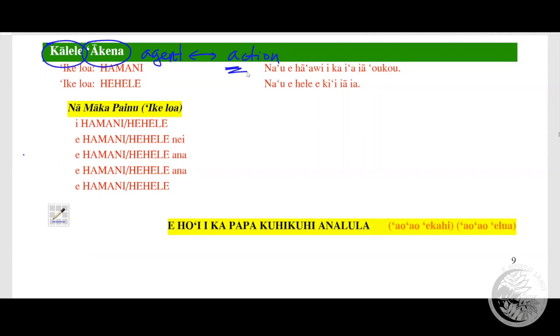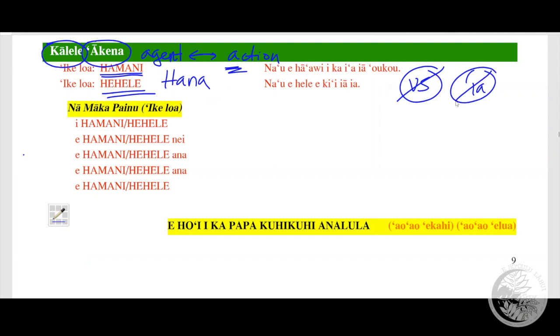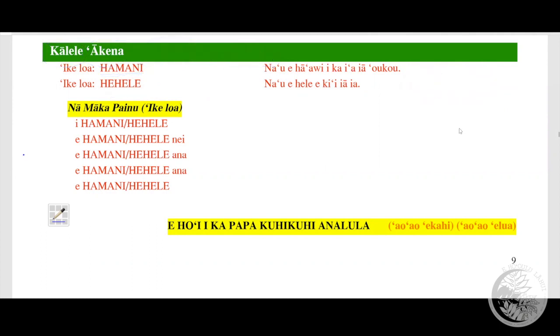So the first thing to remember is that as an action, these are all hana. So these are sentences in which the painu has to be a hana. It has to be a VD or a VI. So in these sentences, there are no VSs and there are no ia. These are only actions in which there is agency. So the first thing to think about is to understand what Kālele ʻākena does.